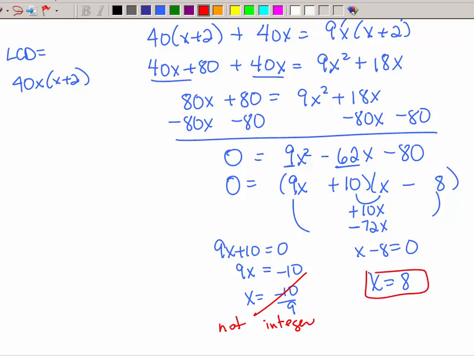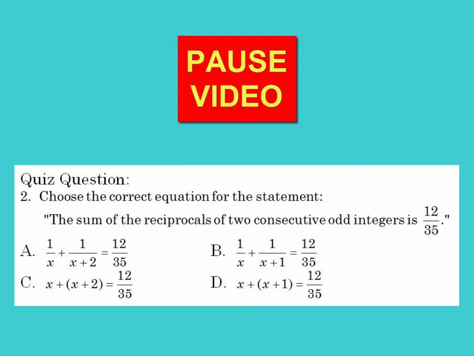Am I done here? No, because I don't just need x, I also need that x plus 2. Remember, 2 consecutive even integers. So what's 8 plus 2? It's 10. So my answers are 8 and 10.